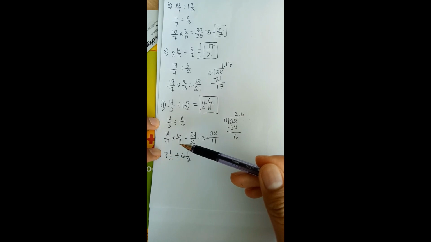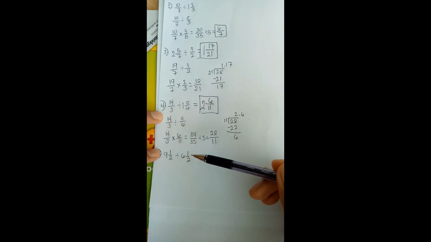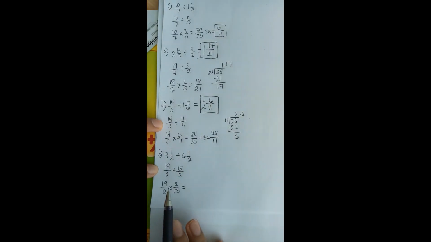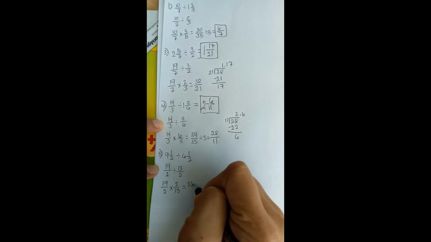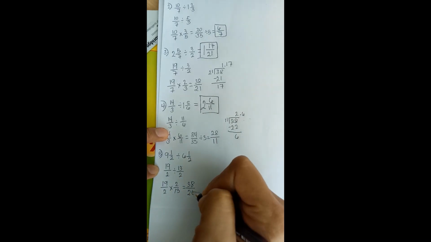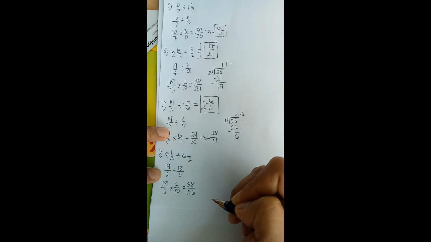Next problem, 9 1/2 divided by 6 1/2. So convert these two mixed fractions to improper fractions. Then flip one of the fractions and change the sign to multiplication. So we have 19/2 times 2 over 13. Multiply numerators and denominators. 19 times 2 equals 38. 2 times 13 equals 26. We have 38 over 26 as the answer here.